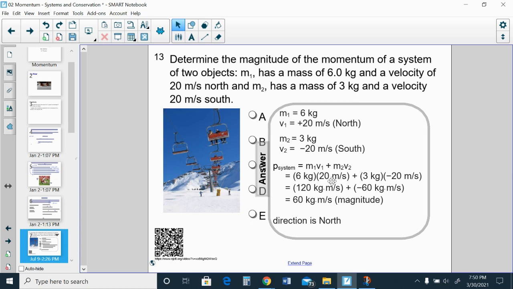And 20 meters per second is positive because it's north, and we'll consider north to be positive and south to be negative. So for object 2 here, it's 3 kilograms times negative 20 meters per second, negative because it's heading south. Add it all together, you end up with 60 kilogram meters per second. And you could either indicate that it's positive, or it's obviously positive with how it's written. You could also state that the direction would be north because it's positive.